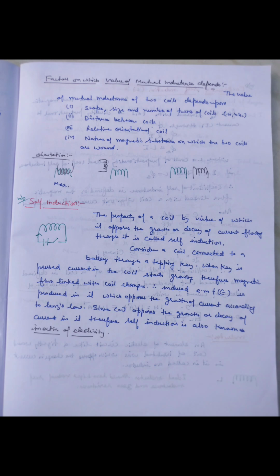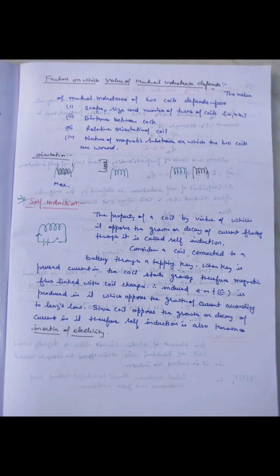Mutual inductance of two coils is said to be 1 Henry if rate of change of current of 1 ampere per second in primary coil induces an EMF of 1 volt in secondary coil. Mutual inductance of two coils depends upon shape and size and number of turns of the coil, distance between coils, relative orientation of coils, and nature of magnetic substance on which the coils are wound.